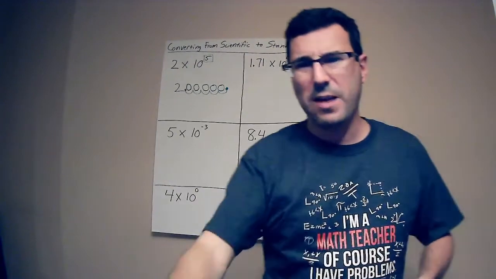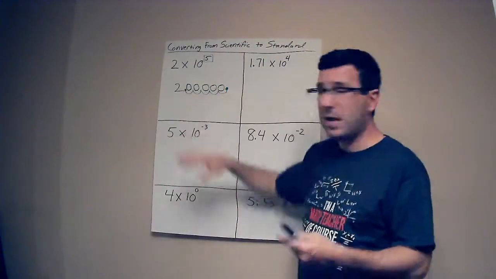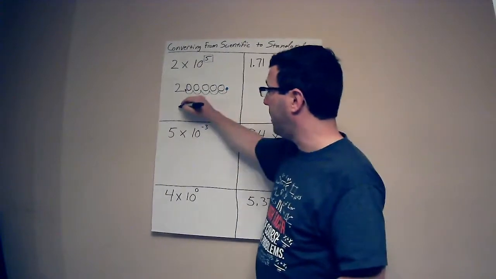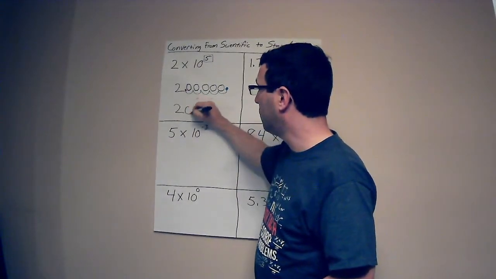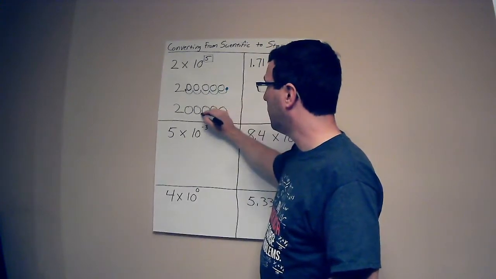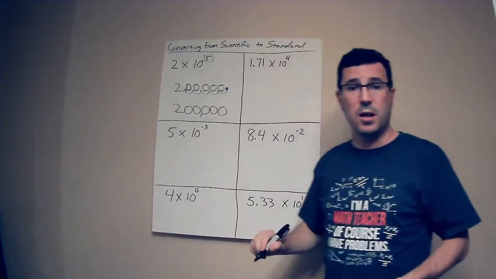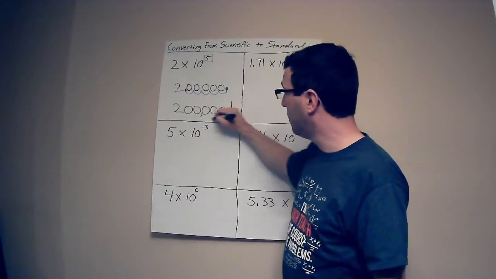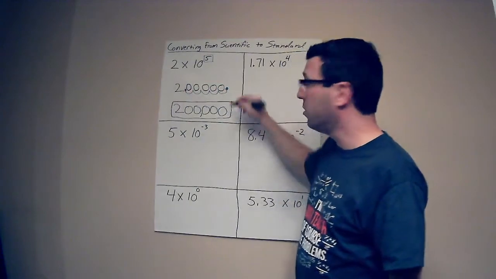And just so I don't have it all messy with the swoops and the extra decimals over it, I'm going to rewrite it. 1, 2, 3. And I don't have to, but I'm going to put the comma there. So 2 times 10 to the 5th is the same as 200,000.